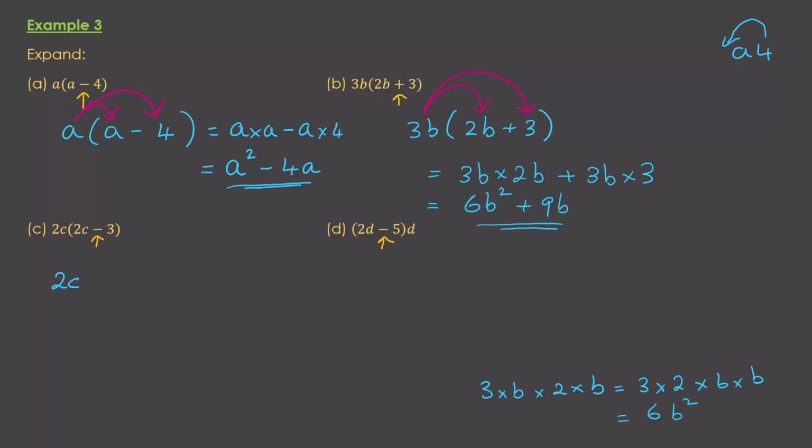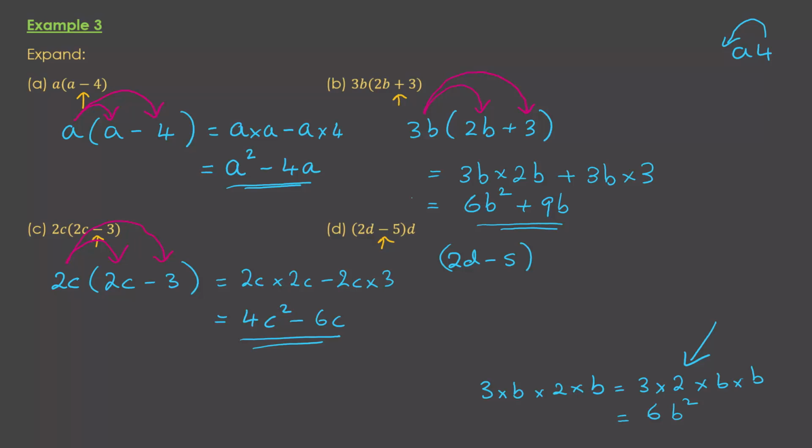Now here we have 2C, 2C take away 3. The usual expansion pattern. And so we have 2C times 2C take away 2C times 3. Just as we discussed down here, this is going to be 4C squared, and then we're going to have minus 6C. And finally here we have 2D take away 5, and it's got the D at the back here.